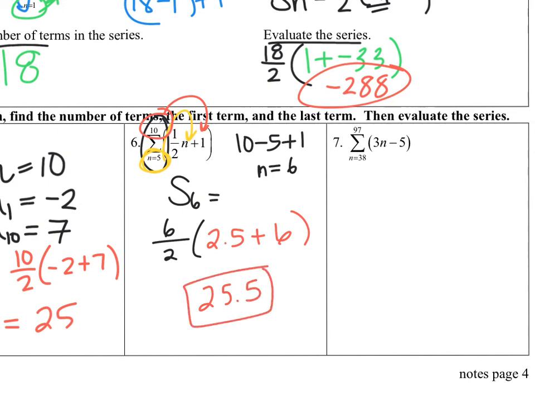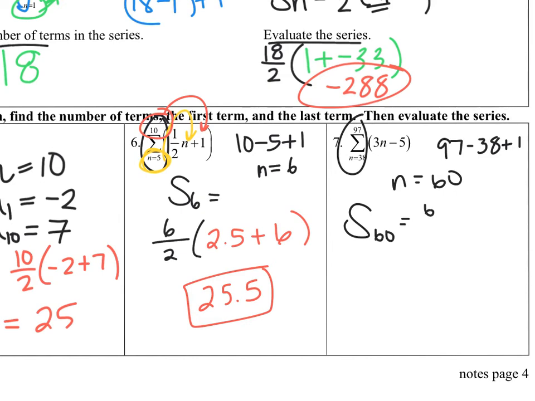And then number 7, the number of terms is going to be 97 minus 38 plus 1. So 97 minus 38 plus 1 is 60. So n equals 60. So we're going to find the sum of the first 60 terms of the sequence. So it's going to be 60 over 2. The first term is not plugging in 1, it's plugging in 38. So do 3 times 38 minus 5, and I get 109.